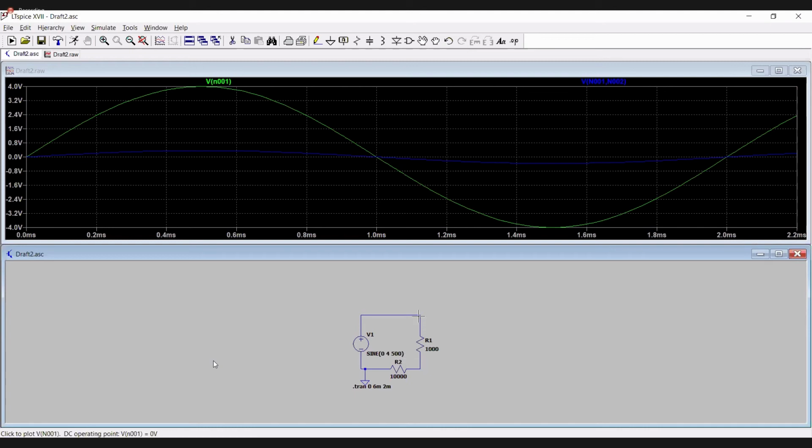So for example, for R1, press the node and drag without releasing your left click. So you left click, and then you place it on the other side of the node, and so you would be getting the voltage difference, or the voltage across R1. Okay? So I think that's it.